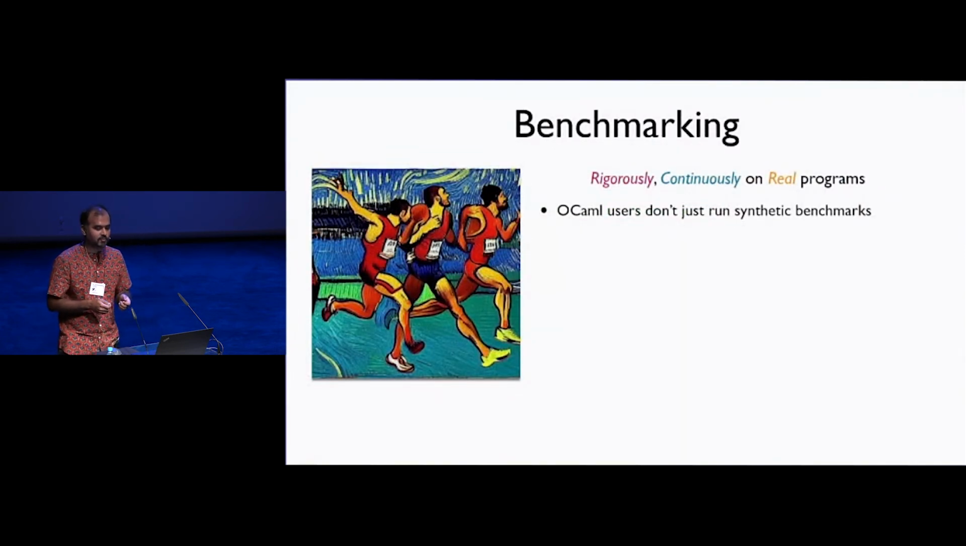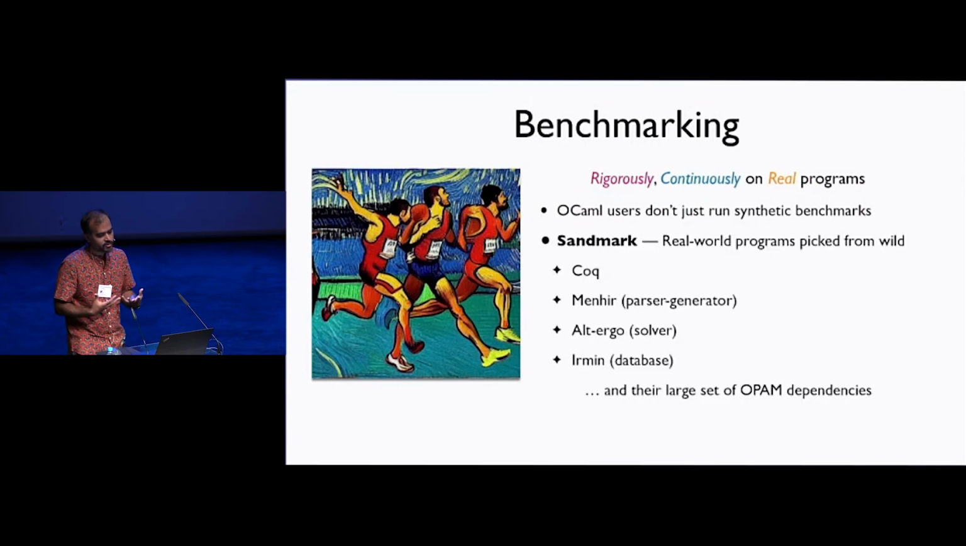If your programming abstraction will affect performance, you should rigorously, continuously benchmark your change on real programs, right? OCaml users don't just run synthetic benchmarks, right? They run real programs. So our attempt to build some reality into our experiments is that we built this tool called Sandmark, which is a collection of real-world OCaml benchmarks, as well as benchmarking infrastructure for running these benchmarks. So we pick real-world programs from the wild, including Coq, the proof assistant, Alt-Ergo solver, and Irmin database, which pulls in a large set of OPAM dependencies as well, right? We have around 50 of these, and we regularly run them.